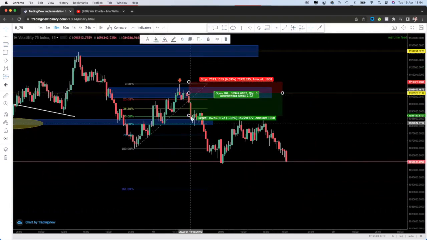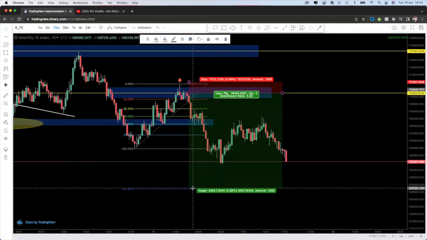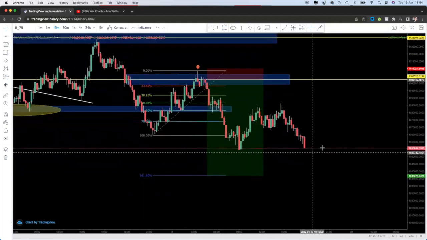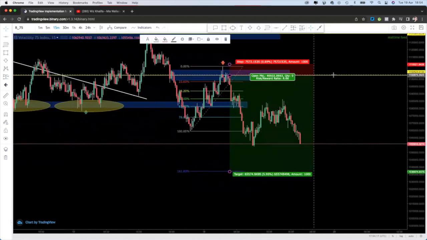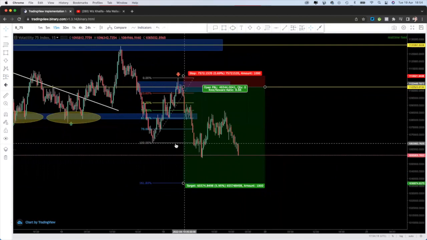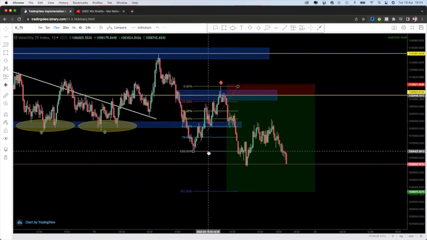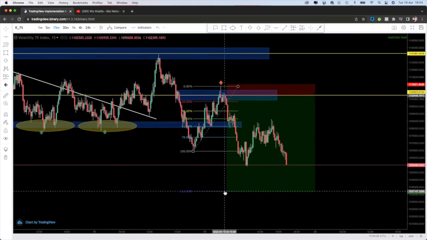Stop loss just above 0%. Look, this trade is still active. So you would have just waited. Sometimes what I will do is take partial profit at the 100% level, and then this is always my final target, 161.8. So that is it, bro.